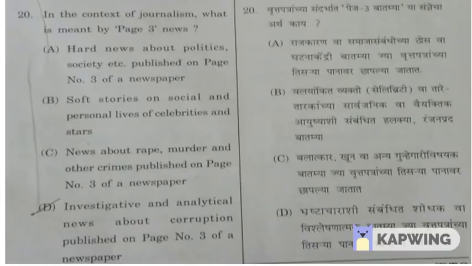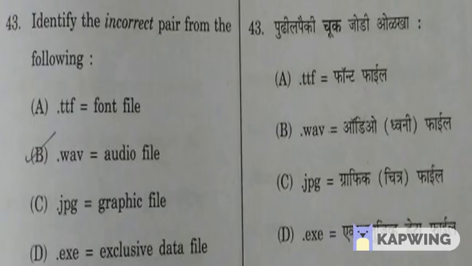In the context of journalism, what is meant by page 3 news? The options were: A, hard news about polity and society, published on page 3 of the newspaper; B, soft stories on social and personal lives of celebrities and stars; C, news about rape, murder and other crime, published on page number 3 of the newspaper; D, investigative and analytical news about corruption, published on page number 3 of the newspaper. So friends, it is option B, soft stories on social and personal lives of celebrities and stars. This was the correct option, option B. Now moving on to the next question.